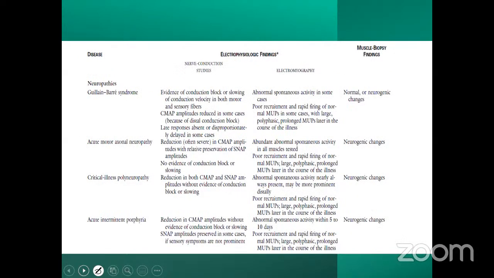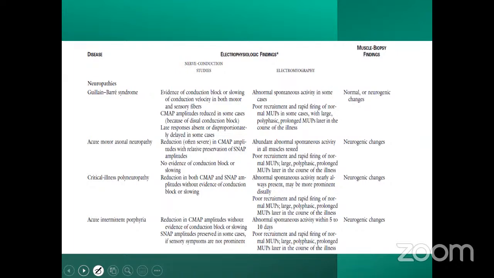So some of the electrophysiology characteristics are depicted here. GBS has abnormal spontaneous activity in some cases. There will be poor recruitment and rapid firing on EMG, but evidence of conduction block and prolongation of nerve conduction velocities and CMAP amplitude reduction, especially in the axonal variant, is more important.